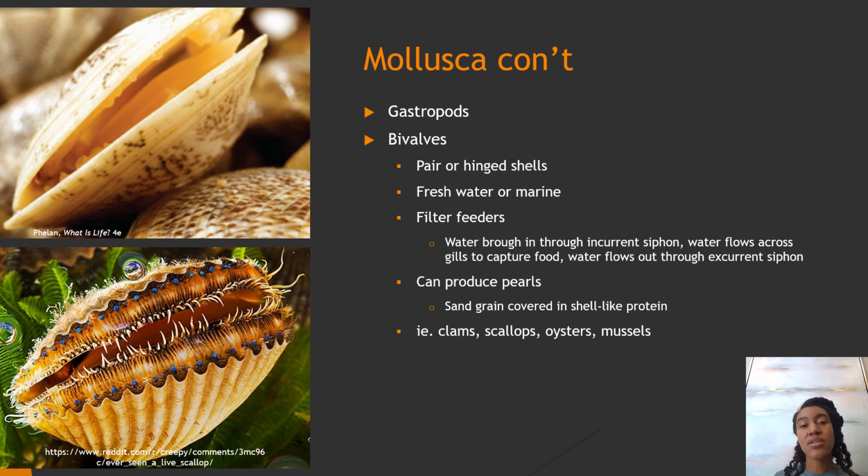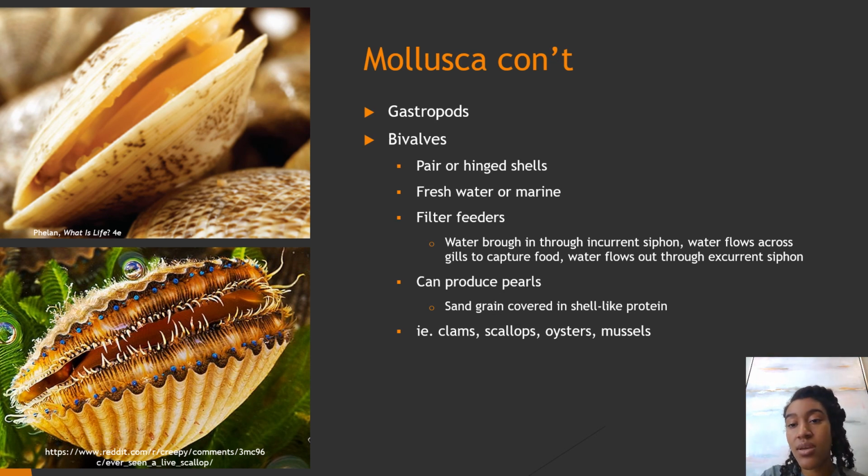Bivalves are the group of mollusks that contain two shells, and the shells are connected by a hinge. So if you've ever cooked clams, scallops, oysters, or mussels, you've definitely seen that hinge that connects the upper and lower shell of their body, kind of like a fleshy material at the back of the shell. And bivalves can live in either marine or freshwater environments, and they're all filter feeders. And so how they feed is they have a siphon.